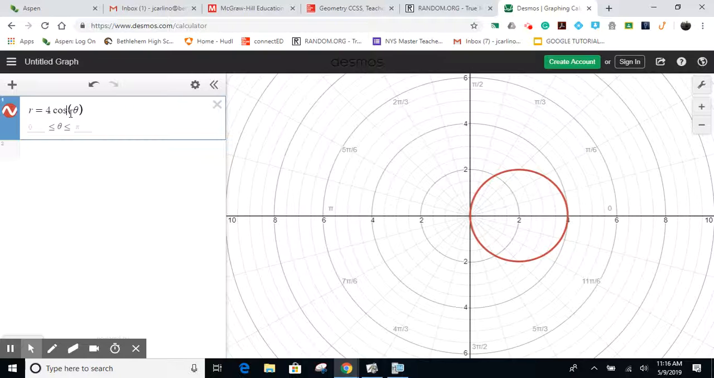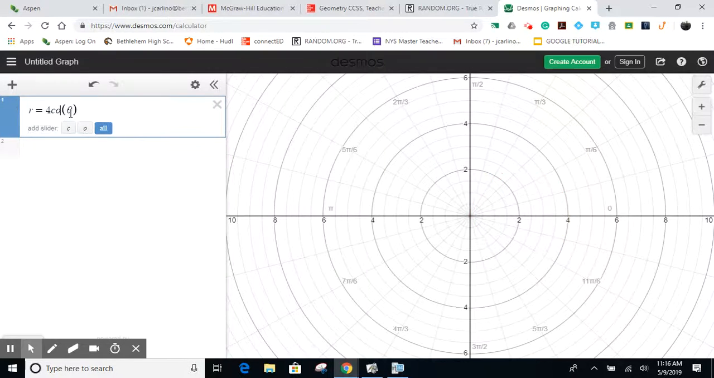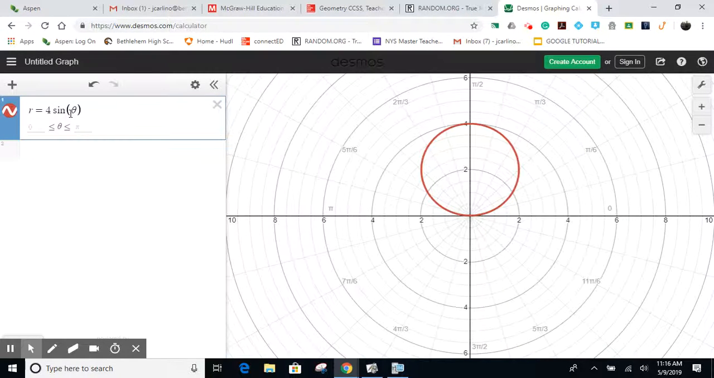What do you think if we change the cosine to sine? Go ahead. If we change cosine to sine, where does it end up? Okay, now let's talk about this. Anybody have a way to remember why cosine would end up on the x-axis and sine would end up on the y? Sine, we always plug in y, and cosine, we always plug in x.